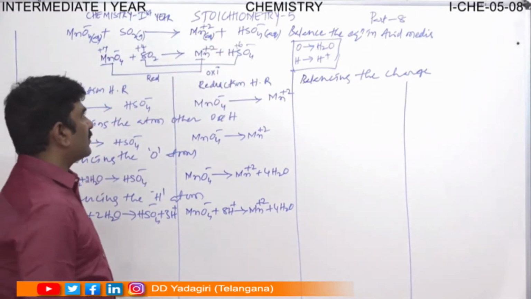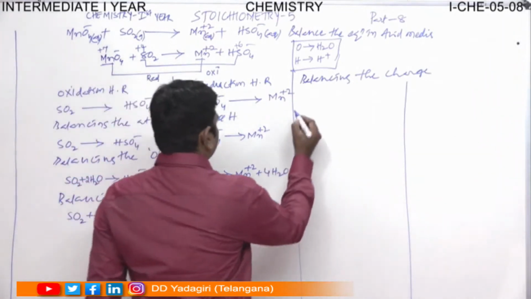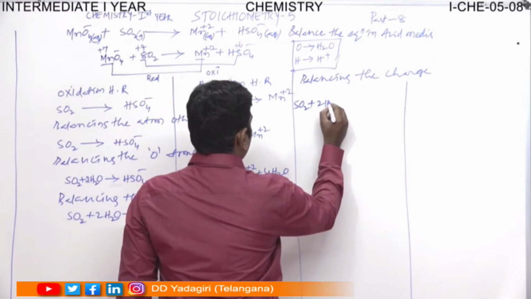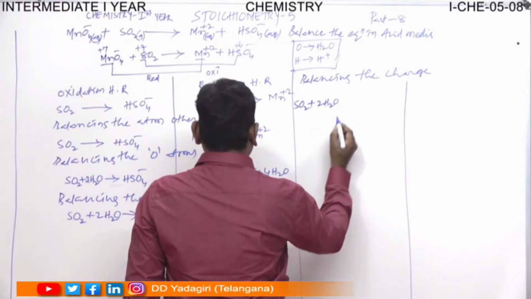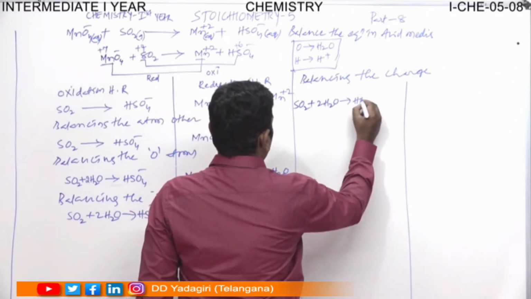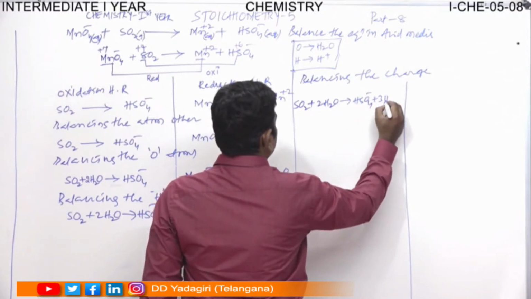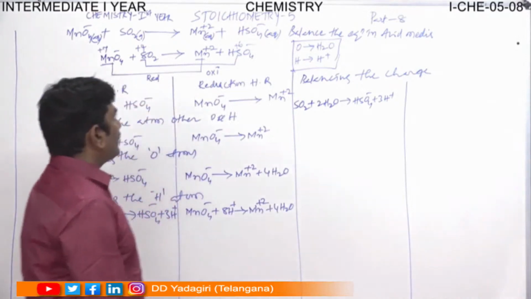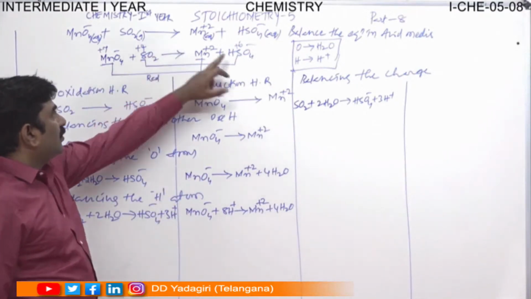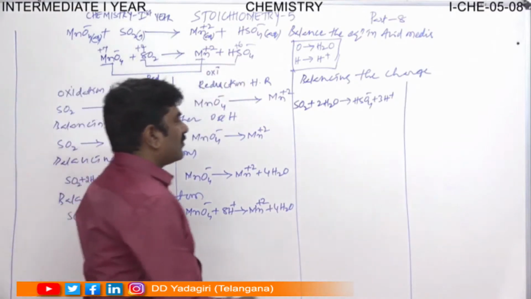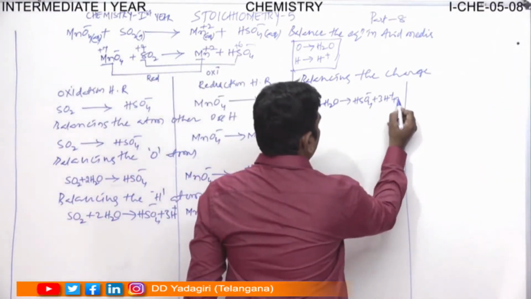ఇక్కడ 2 ఎలక్ట్రాన్స్ కనబడుతున్నాయి. So SO2 plus 2H2O will give HSO4 minus plus 3H plus. So deficient side, +4 to +6. ఇక్కడ ఎన్ని ఎలక్ట్రాన్స్ తక్కువ ఉన్నాయి? 2 ఎలక్ట్రాన్స్ తక్కువ ఉన్నాయి. Therefore I am writing here 2 electrons.